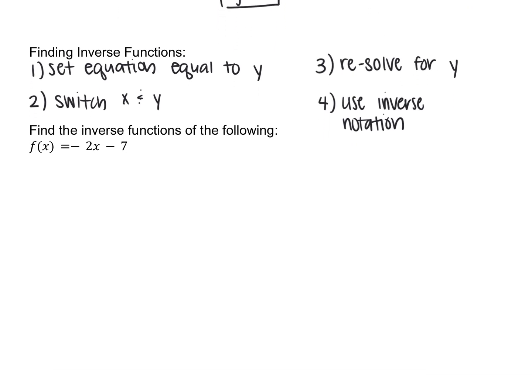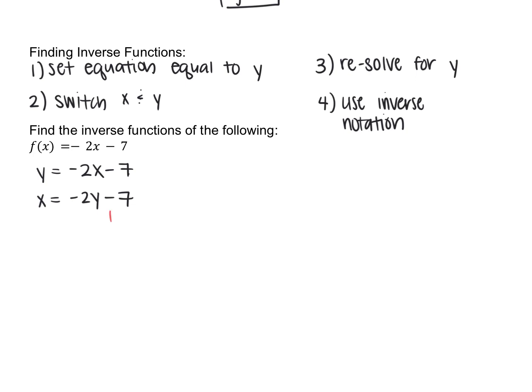So for example, we have f of x equals negative 2x minus 7. So my first step, write it as y equals. So y equals negative 2x minus 7. When I switch x and y, I do not move any coefficients of x. I'm literally just switching where x and y are. So it becomes x equals negative 2y minus 7. Now I'm going to resolve for y.